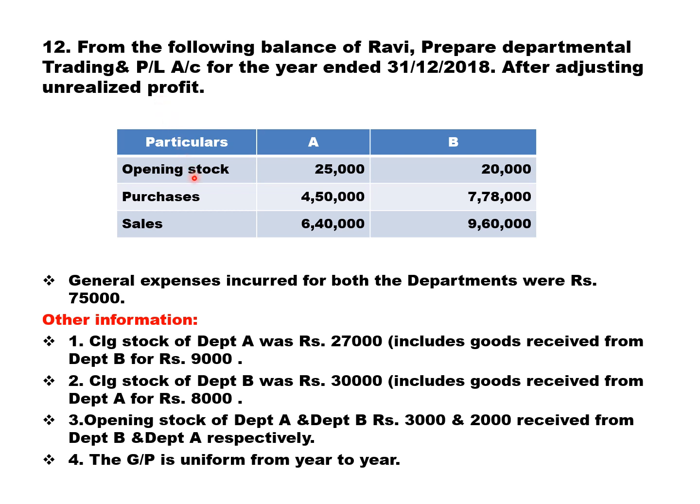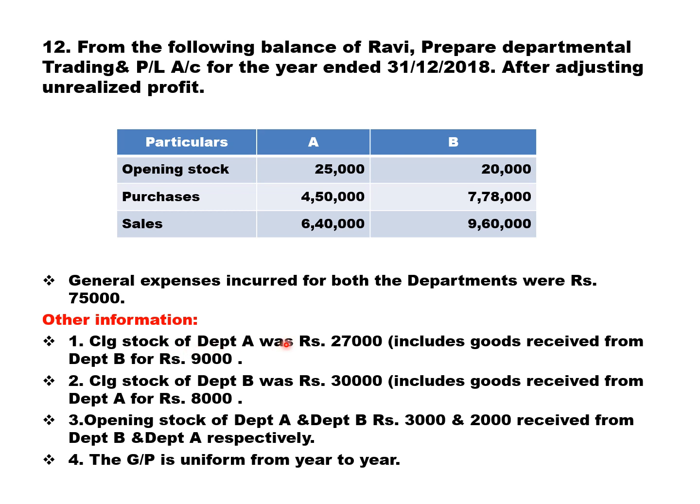Now we have opening stock of A, B, purchases, sales. General expenses incurred for both the departments were 75,000. So no information about the general expenses. So distribute general expenses in the ratio of 1:1, because no information regarding how it has to be distributed. So distribute the general expenses equally.